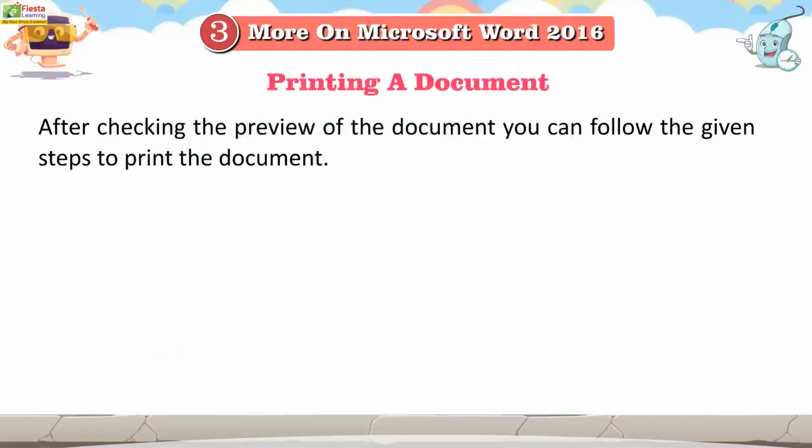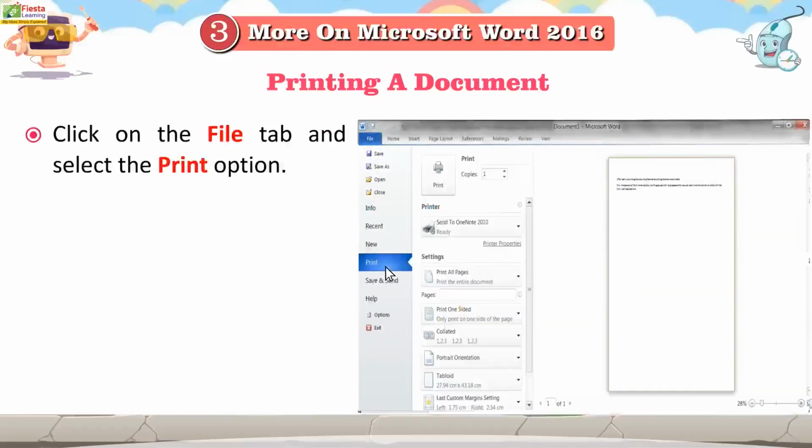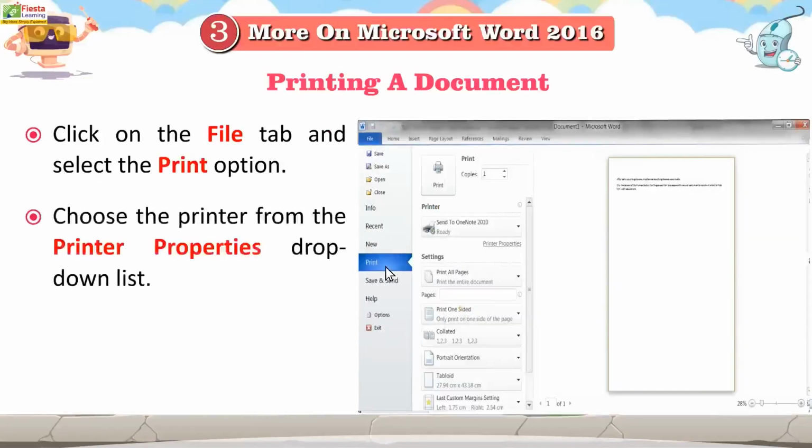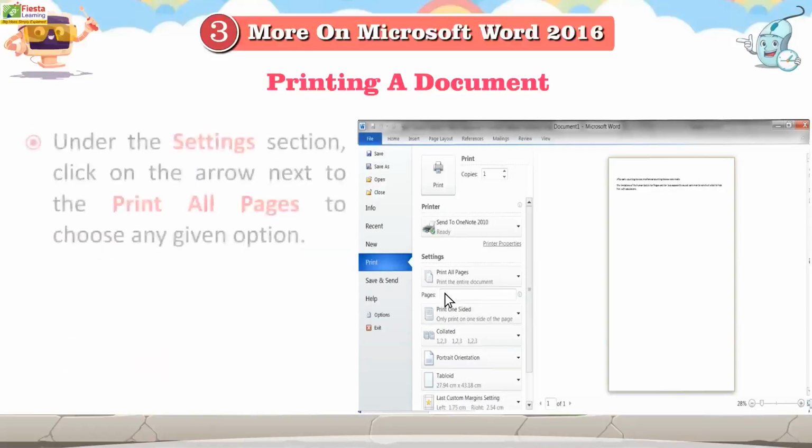Printing a document. After checking the preview of the document, you can follow the given steps to print the document. Click on the File tab and select the Print option. Choose the printer from the Printer Properties drop-down list. Enter the number of copies in the Copies spin box.